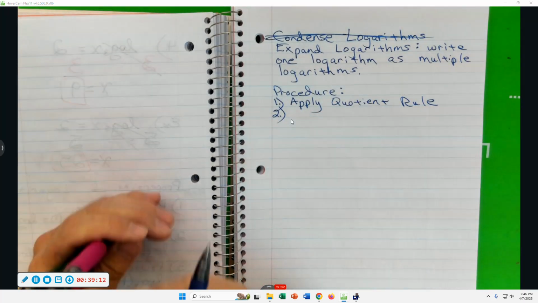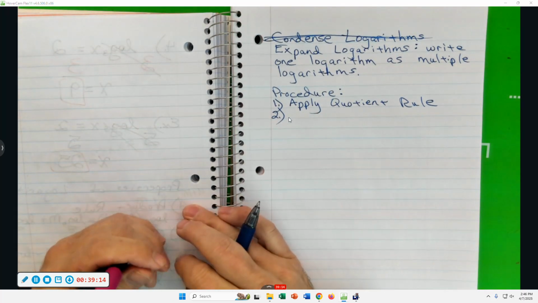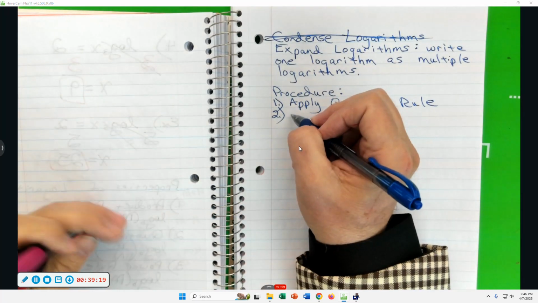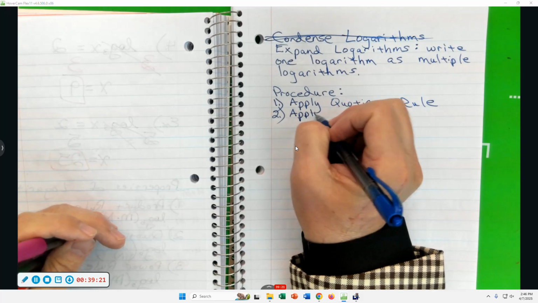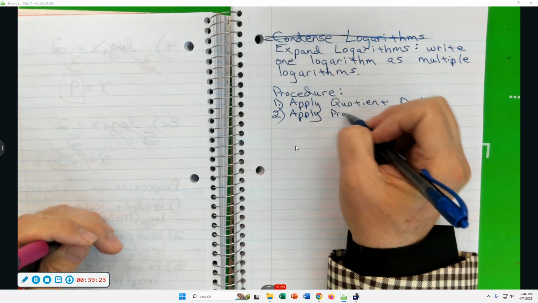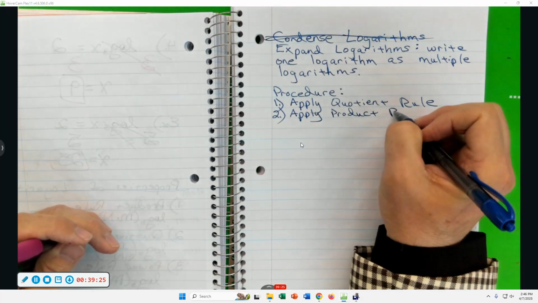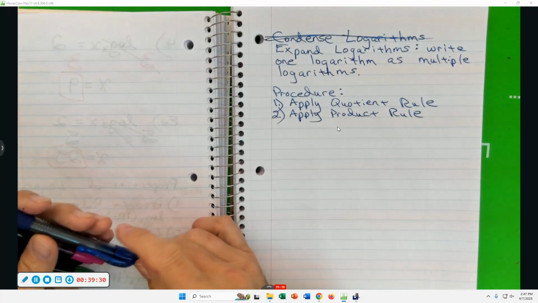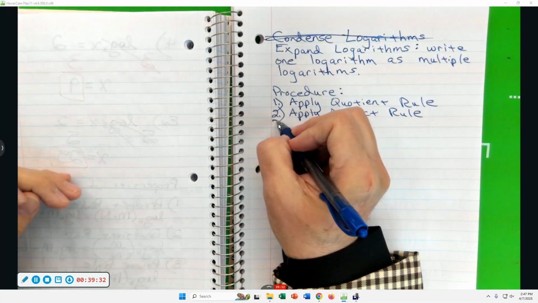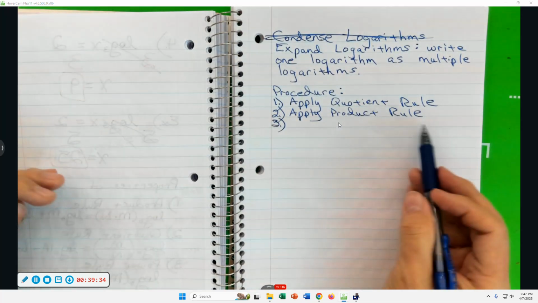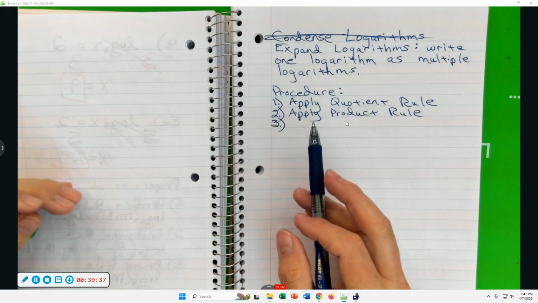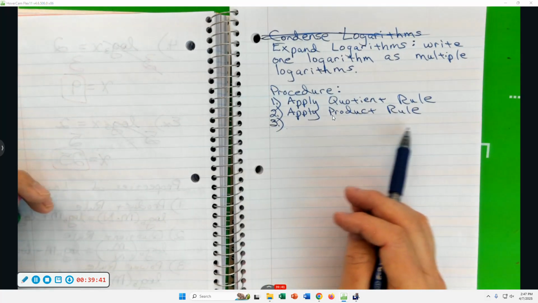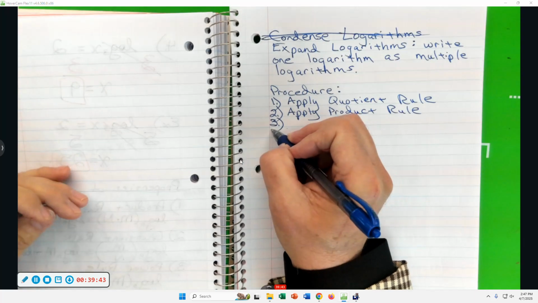Then the second, you'll apply the product rule. If there's any products, write it as a sum. And I'm not going to write number 3. Let them figure it out when we get to that point. Okay, I'm going to leave number 3 empty, okay? It has nothing to do with logarithm properties. It's just an algebraic process we're going to have to do in a moment. I bet y'all can figure it out.